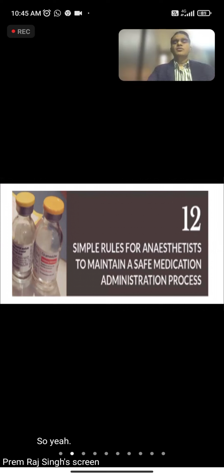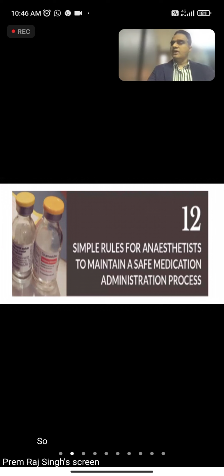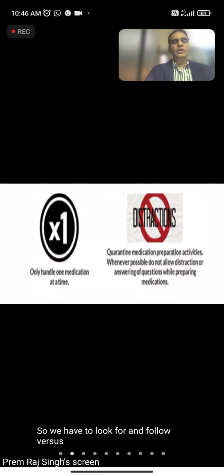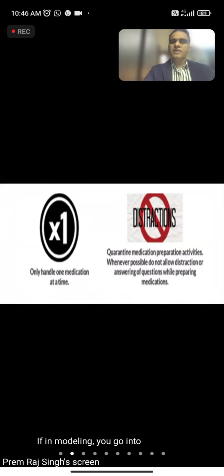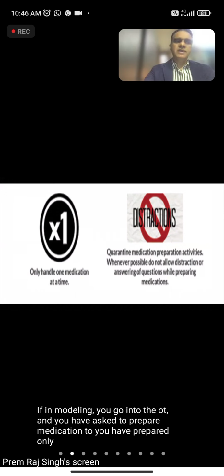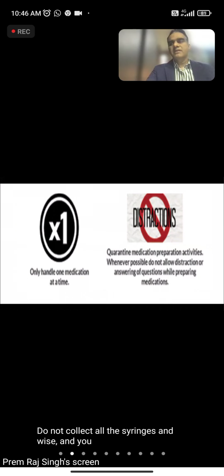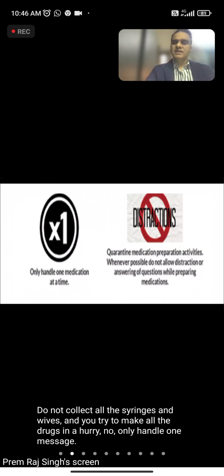There are 12 simple rules for anesthetists to maintain a safe medication administration process, which we have to look for and follow. First is only handle one medication at a time. If in the morning you go into the OT and are asked to prepare a medication, prepare only one medication at a time. Do not collect all the syringes and vials and try to make all the drugs in a hurry. No, only handle one medication at a time.